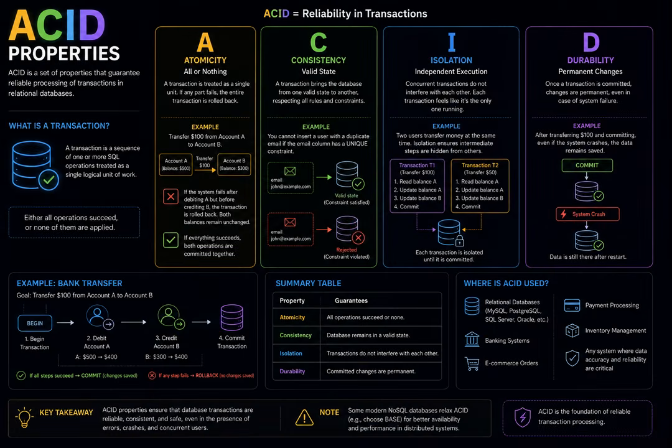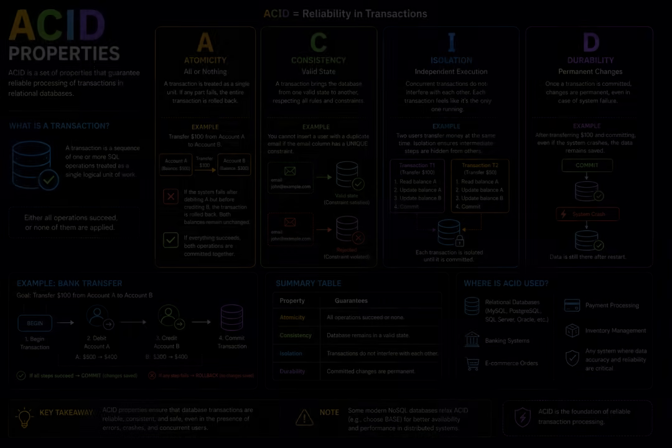ACID properties. Relational databases enforce ACID compliance. Atomicity, all or nothing transactions. Consistency, rules strictly enforced. Isolation, concurrent transactions don't conflict. And durability, persisted data survives system crashes.